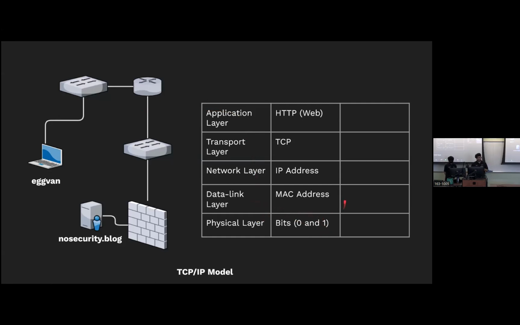Now that we've broken down the layers, we can see how one machine creates a message and then sends it to another endpoint or machine. These numbers indicate what layers they're located at. Application layer is 5, transport layer 4, network layer 3, data link layer 2, physical layer 1.